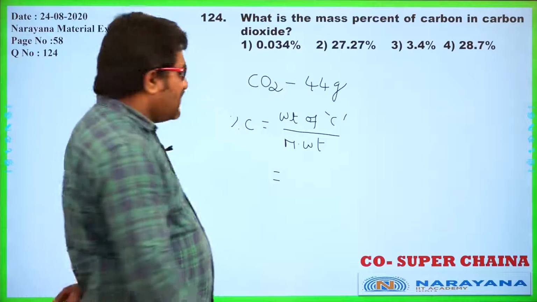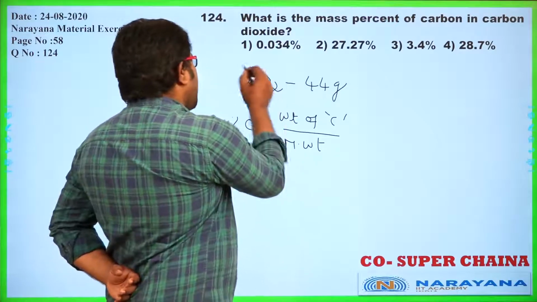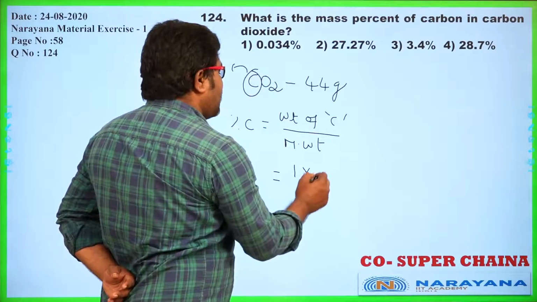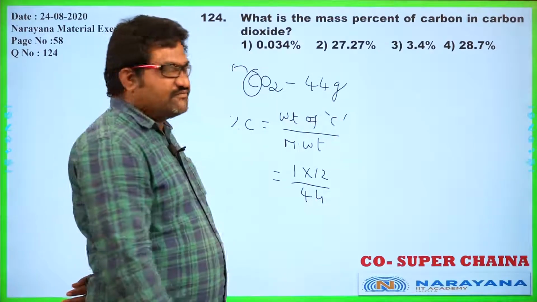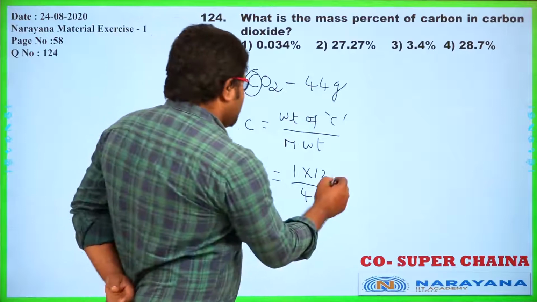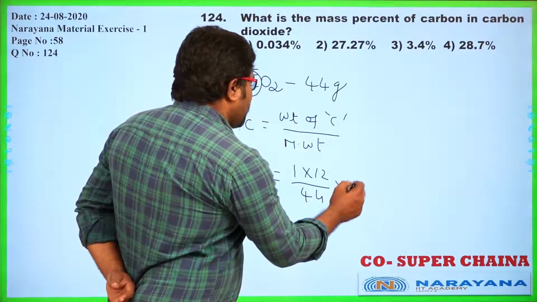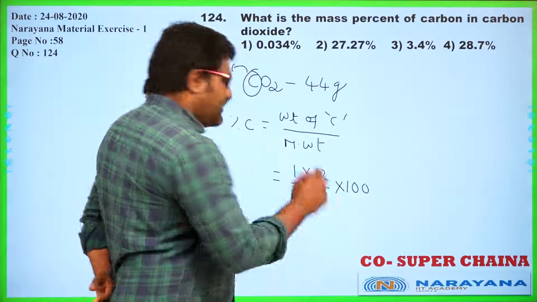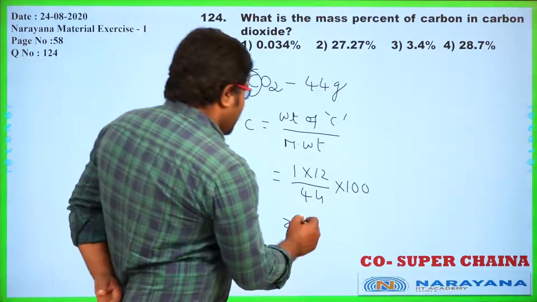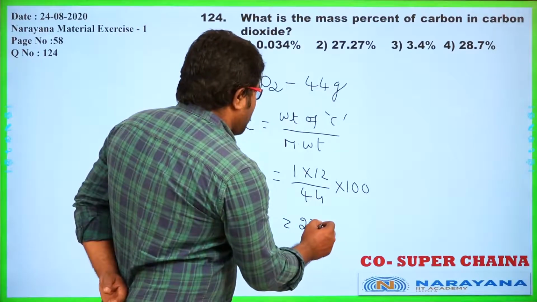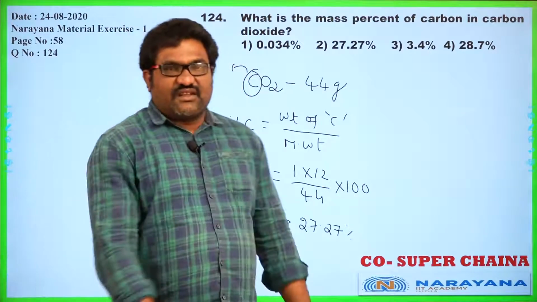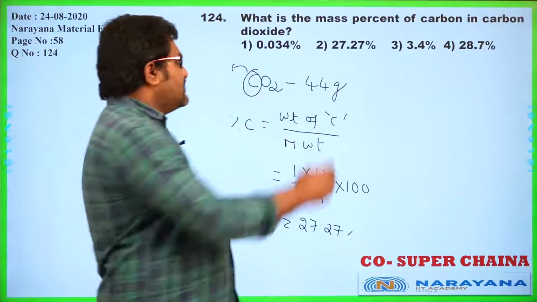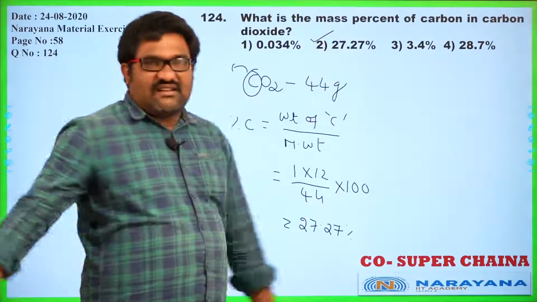Here only one carbon atom is there. So 1 into 12 divided by the total weight of the compound, which is 44. Now, for the percentage, we multiply with 100 and I will get 27.27%. So among the given options, the second one is the correct option.